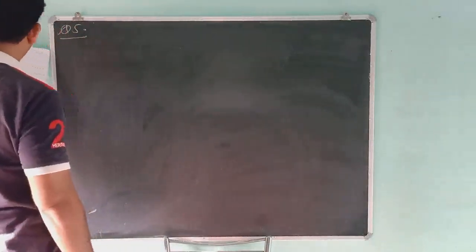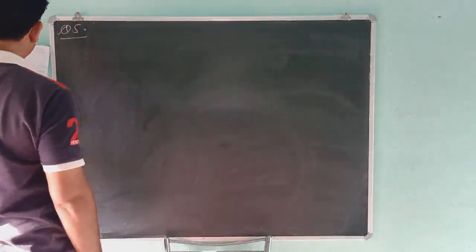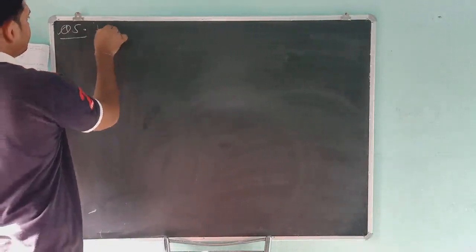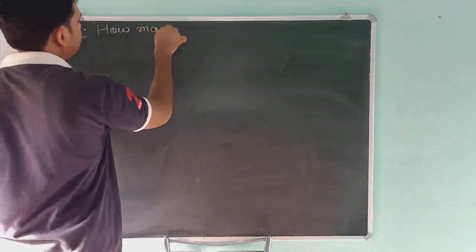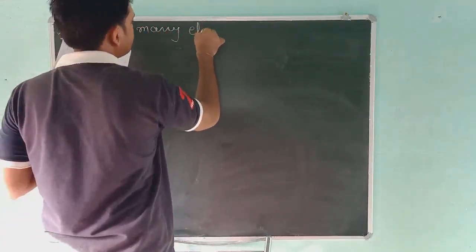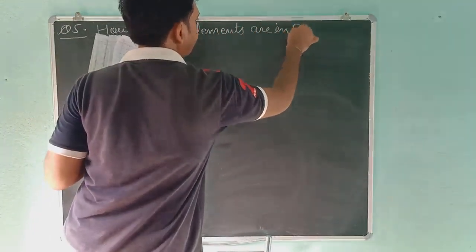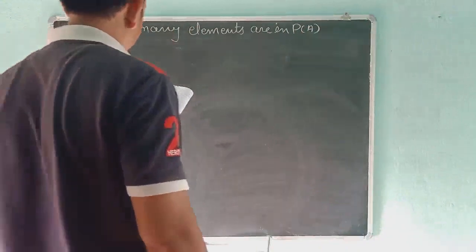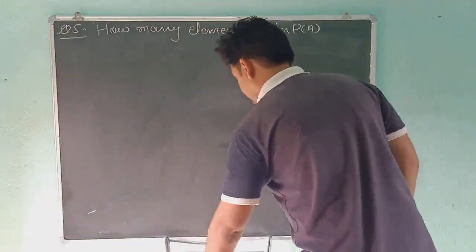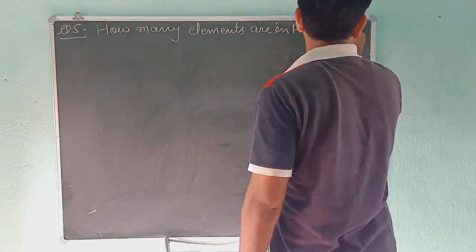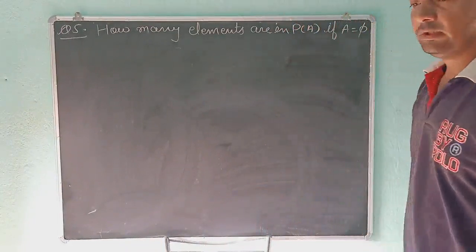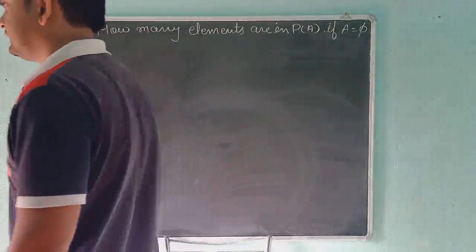Now students, we will solve question number 5. According to question number 5, how many elements are in P(A) if A is equal to phi? Okay students, how many elements are in P(A)?